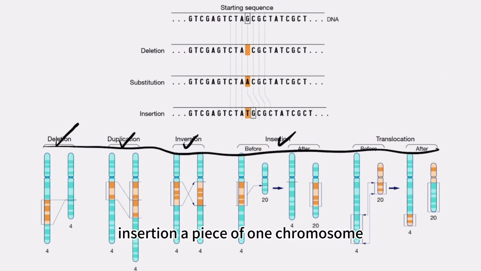Insertion. A piece of one chromosome breaks off and inserts into another. This moves genes to a new environment, which can disturb normal regulation.